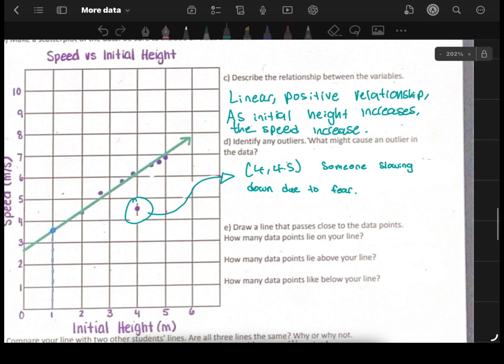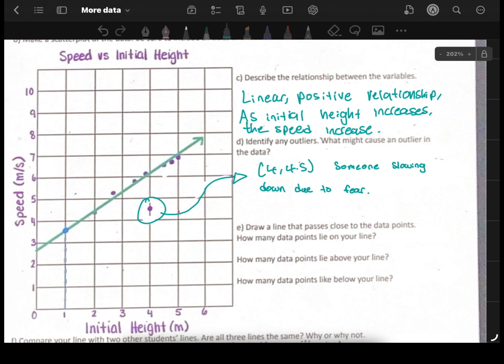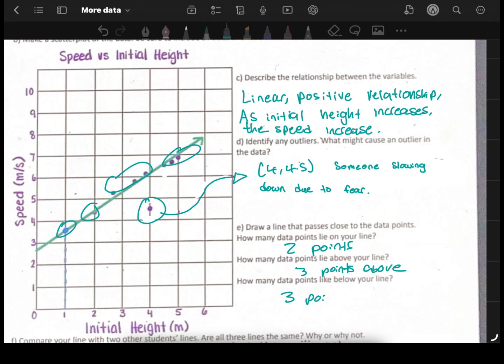So now it's asking us to draw a line that passes close to the data points. How many data points are on the line, how many are above, and how many are below. In this case, it's kind of difficult to determine, but as you can see here, we have these two, which is 2 points that are on it. You can see that there's around 3 that are above it, and 3 points below it. In this case, we ignore the outlier because that guy's just scared.